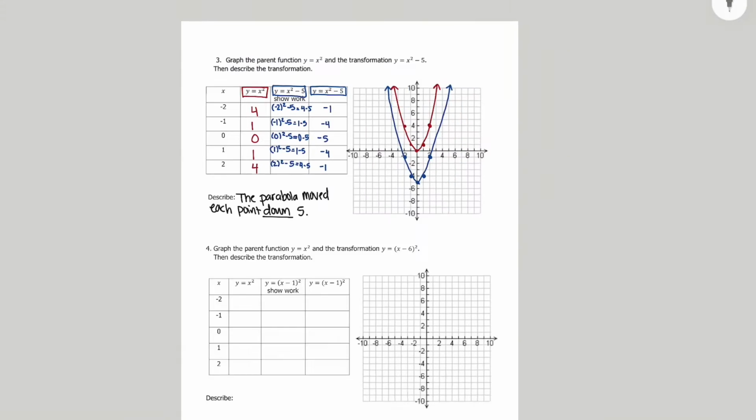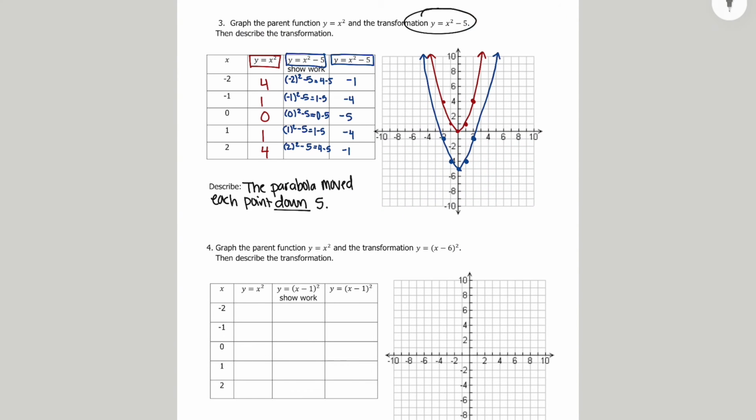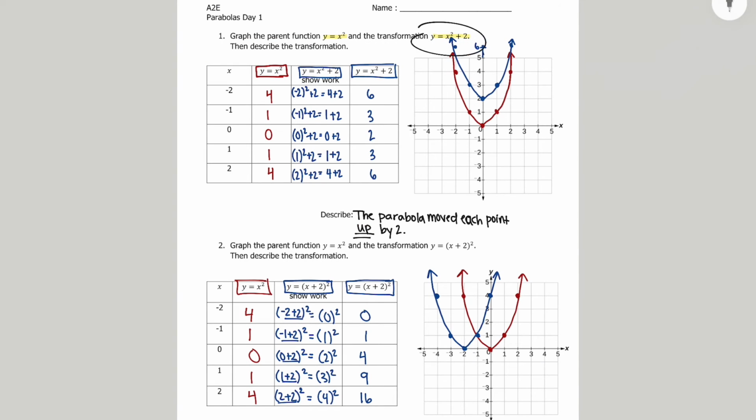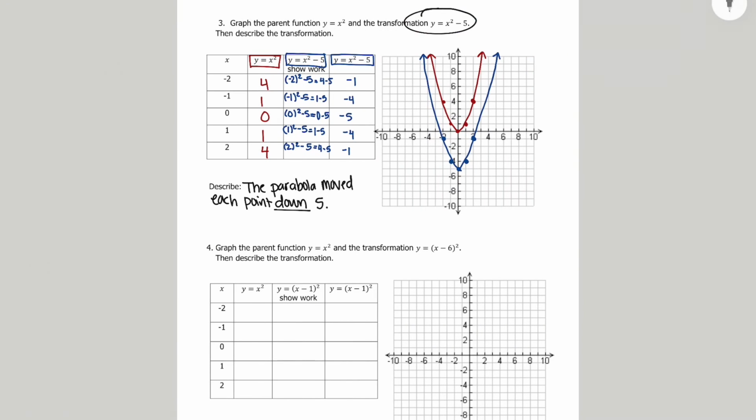So when I look at this one, it was y equals x squared minus 5, and that went down 5. And then when I look at this one, y equals x squared plus 2 went up 2. So I'm hoping you're seeing a pattern here. If you're adding 2 on the outside, it goes up 2. If you're subtracting 5 on the outside, it goes down 5.